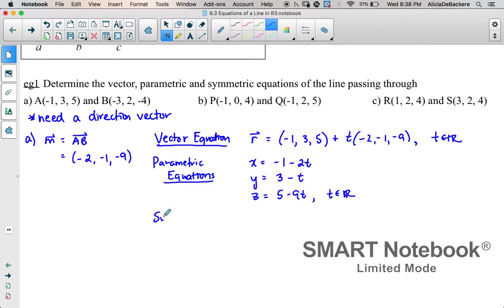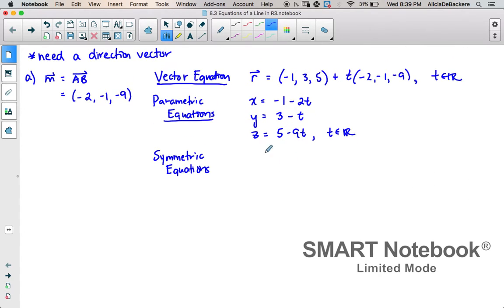And then the last type of equation we're going to come up with is the new one, symmetric. And so for this one, we're thinking about taking these parametric equations and solving for the t variable. So I'm just going to rearrange this equation here. I'm going to bring the -1 over and add it to the x. And then I've got that coefficient in front of the t, -2, that I'm going to divide out. And that's going to be equal to, I'll do the same thing with the y equation. I'm going to bring the 3 over and subtract it.